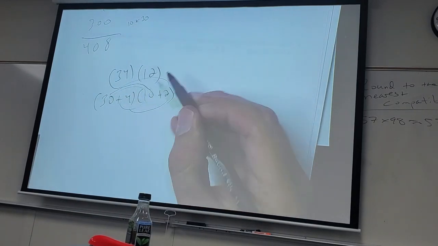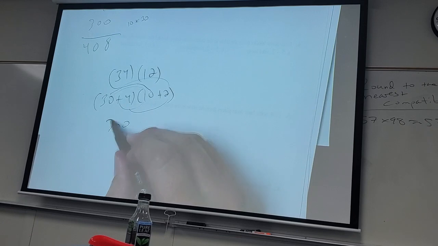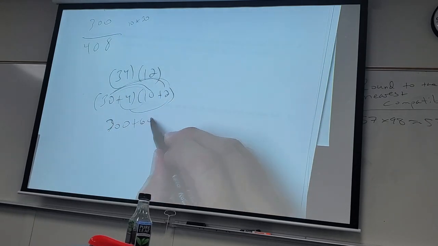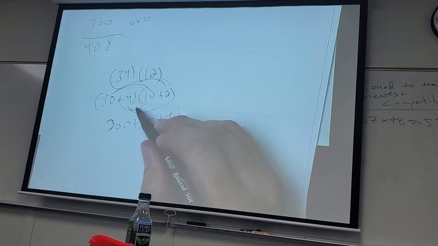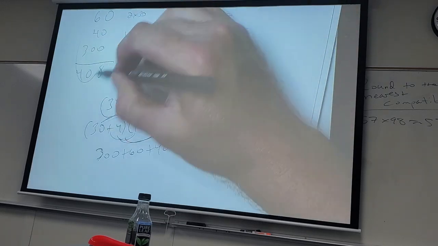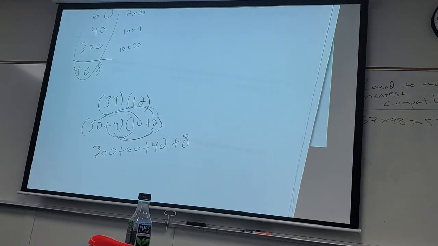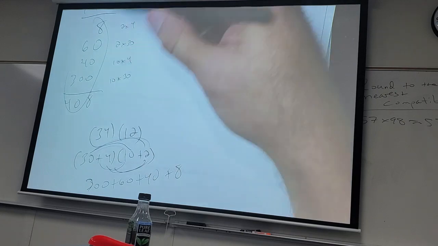But if I do this, don't I get 300, right? Plus 60, does anyone look familiar? Right, it's exactly the same numbers we got. So we're basically just doing something akin to distributing the various pieces. Okay. Just to show you that's really what goes into this.